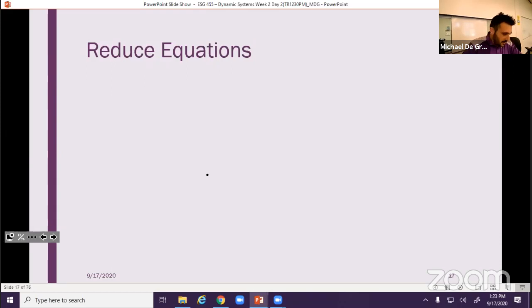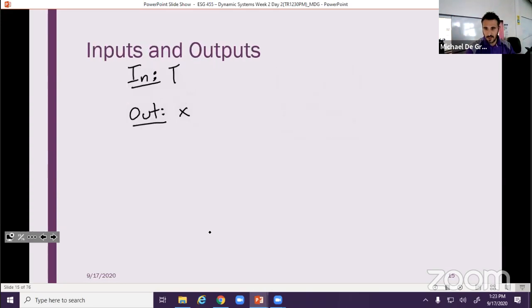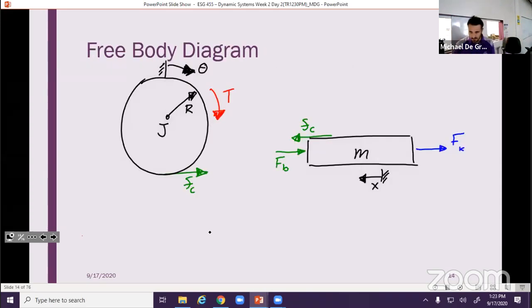So where do you want to start, Chris? Do you want us to start at the rack or at the pinion? Where did you start? Started at the pinion. The pinion. All right, so what do we do? We've got to apply our Newton's second law there. So what's the sum of our torques for the rotational portion?